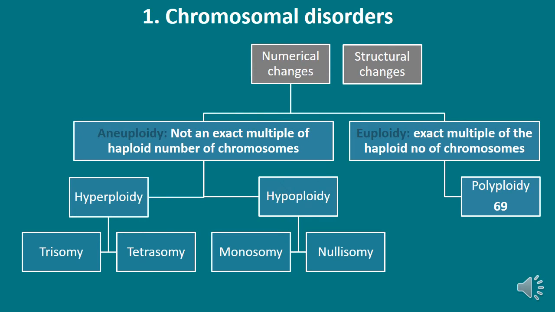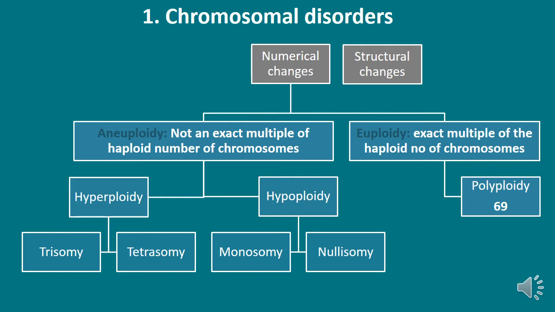People with chromosomal disorders may have two major types of alterations or defects in their chromosomes. They are numerical changes and structural changes. Do you know what's meant by numerical changes? It means the chromosomal number in somatic cells is either increased or decreased. That is more than 46 or less than 46.